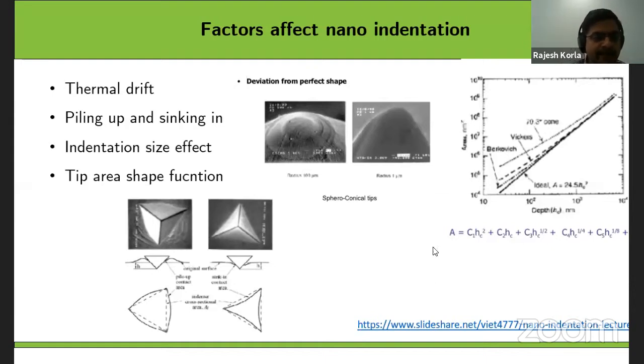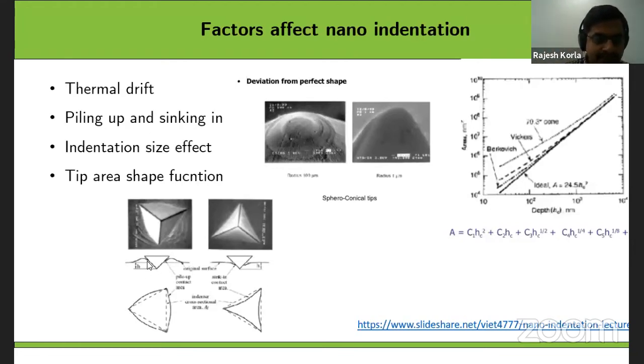Second thing is piling up and sinking in. Here is the impression left after the indenter. If you cut a cross section and view it from the side, you see material collecting around the indenter here, and here the material is going down. This is called sinking in, and this is piling up. Piling up is observed mostly in annealed materials, while sinking in is observed mostly in cold worked materials. Cold worked material will not strain harden, so the indenter can simply penetrate deep into it.